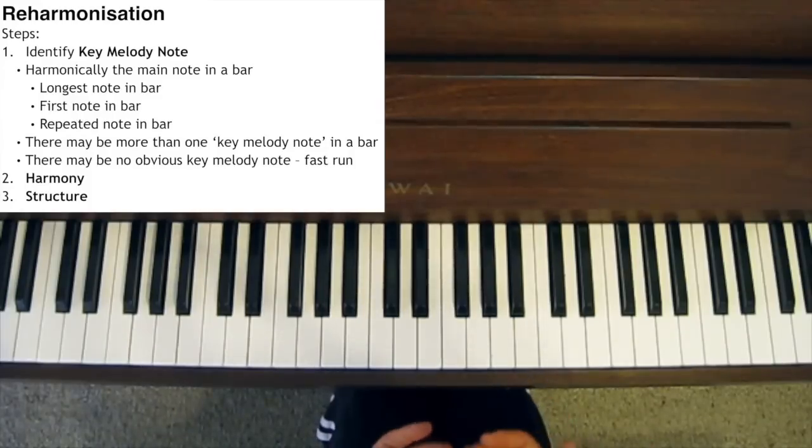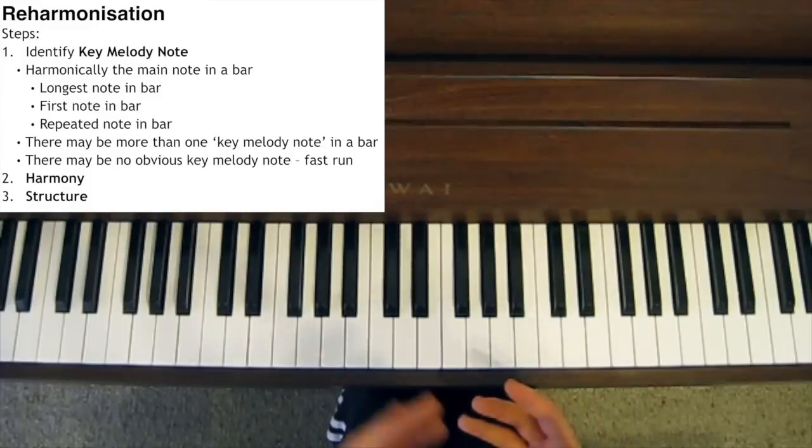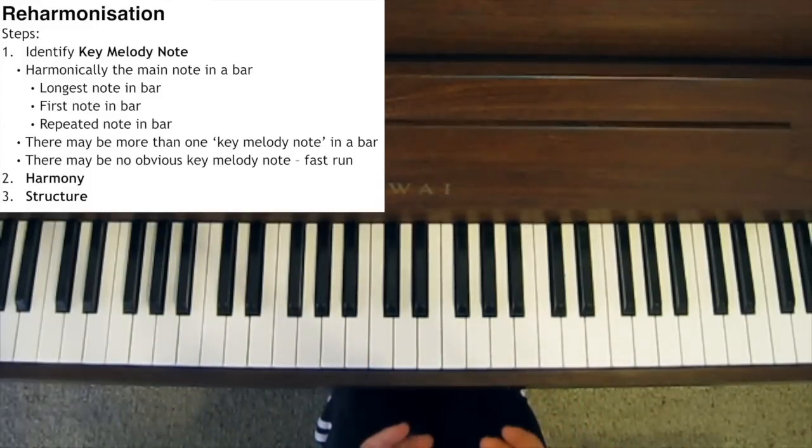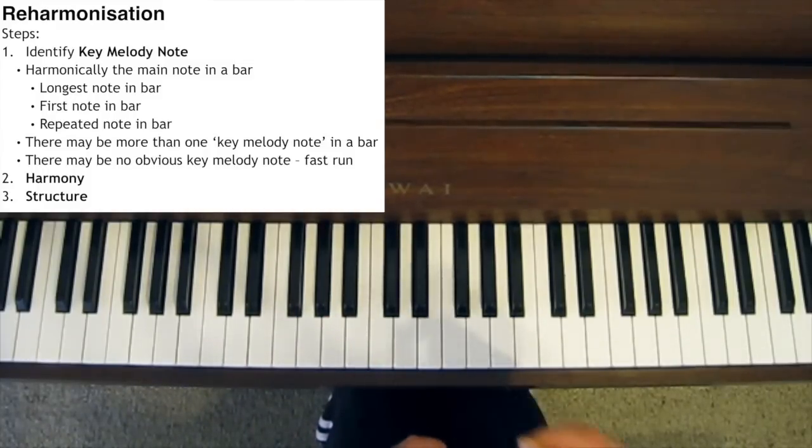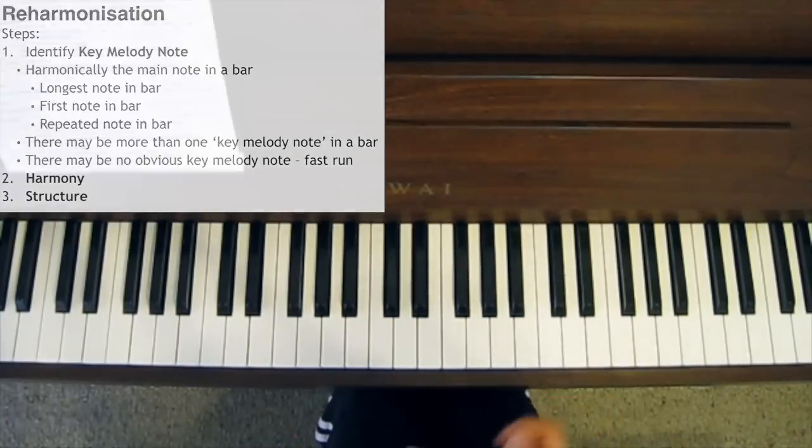So in this situation, you should look at all or most of the notes in the bar and see what kind of chord or key they imply. And also in this particular situation, the structure becomes more important than the harmony. And I'll have more to say on this towards the end of this video.